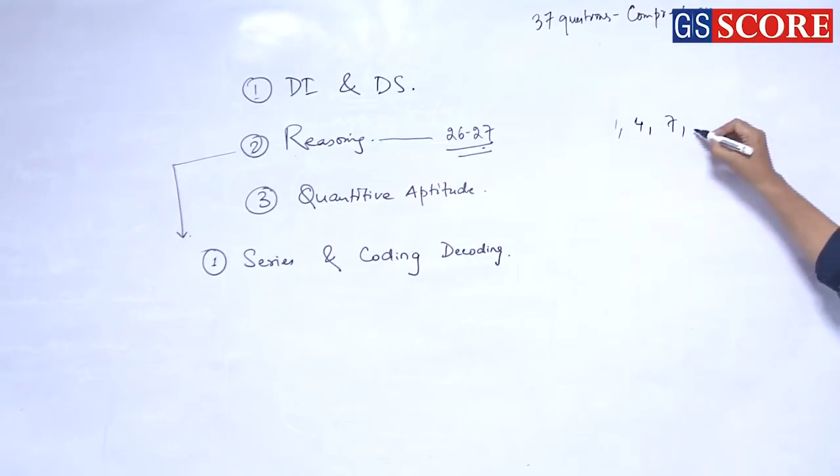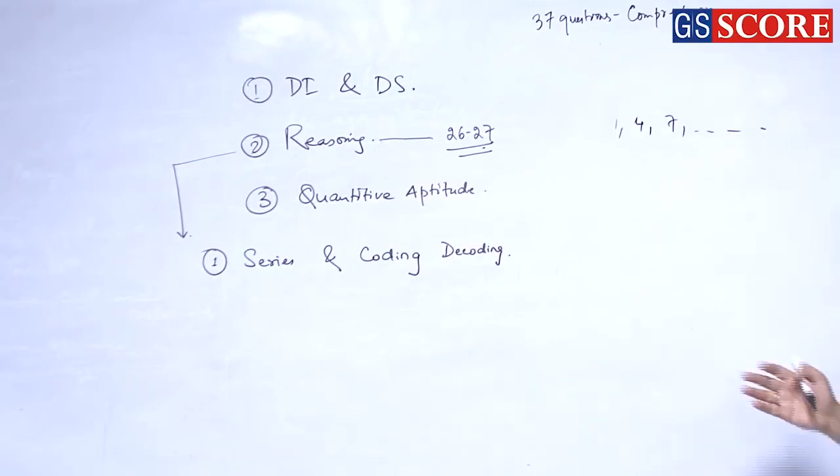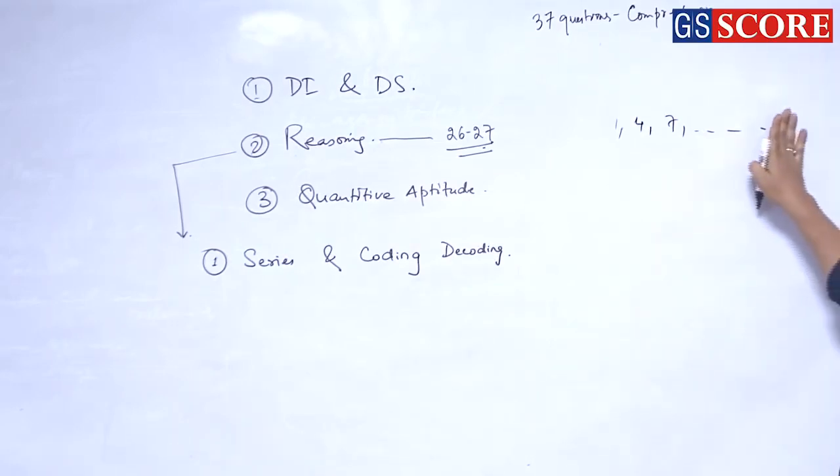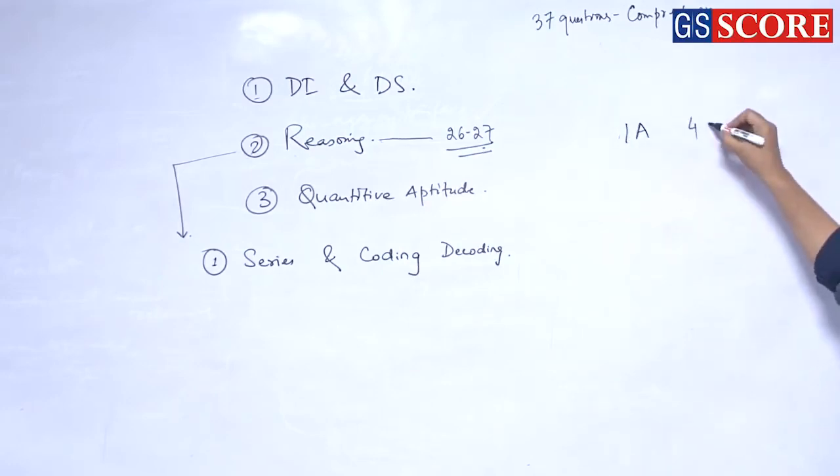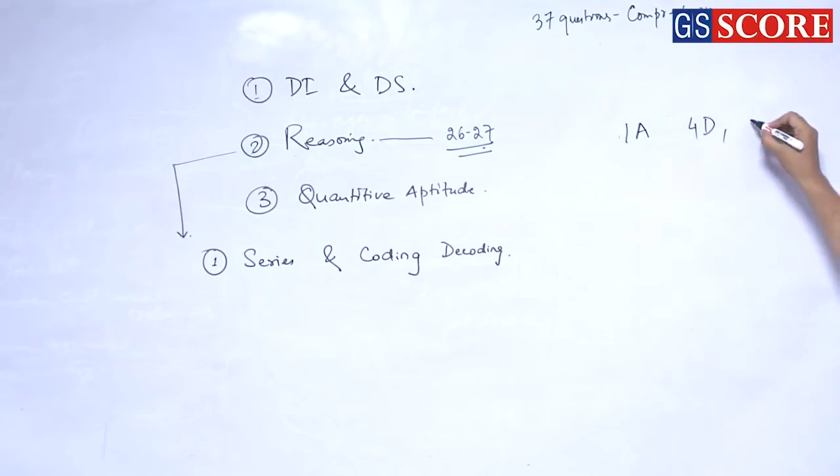A very simple question of number series could be 1, 4, 7. What is the next number? It will be 10. But the questions will not be that simple at all. It might be the case that 1A, 4D, 7G. What is the next? Clear? So, questions like these might come.